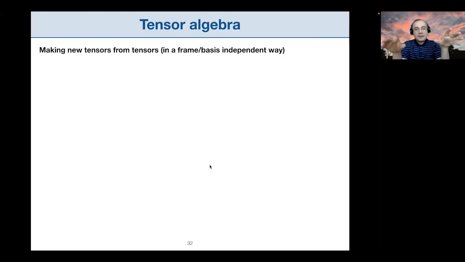Everything is done in a basis independent way in the sense that these operations have been defined in a particular frame as operations on components. However, nothing depends on the frame we choose. If you have chosen a different frame and perform the same operation, you would get the same tensor, but in a different representation, in a different frame.